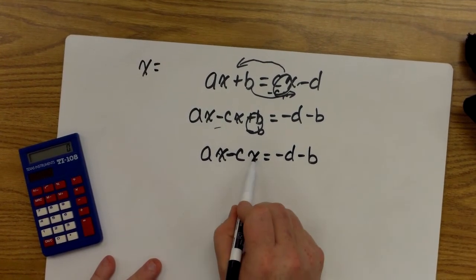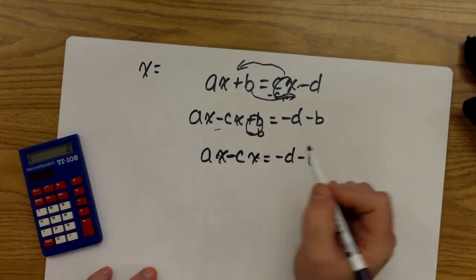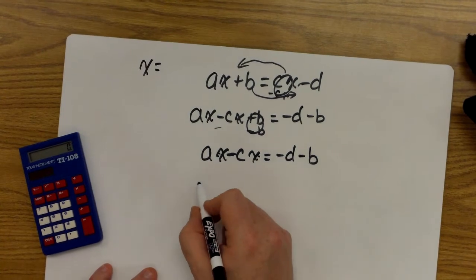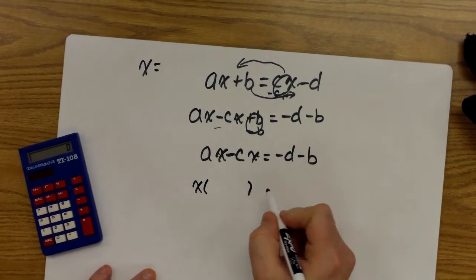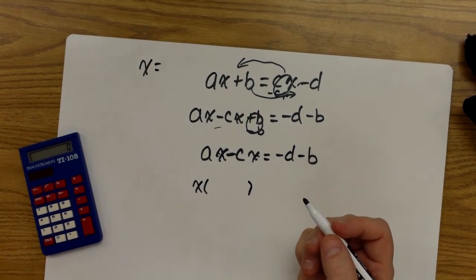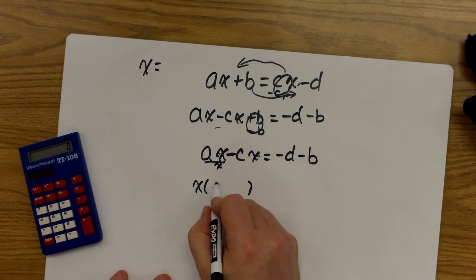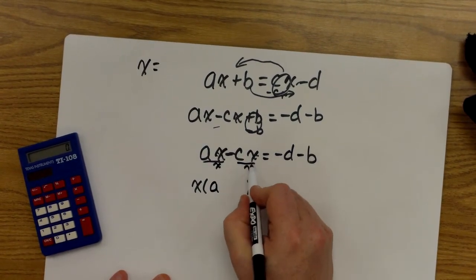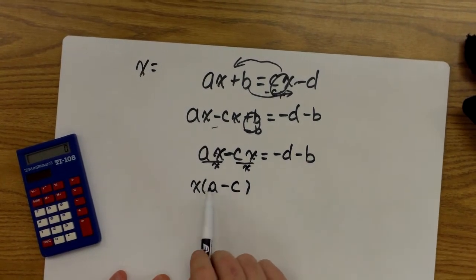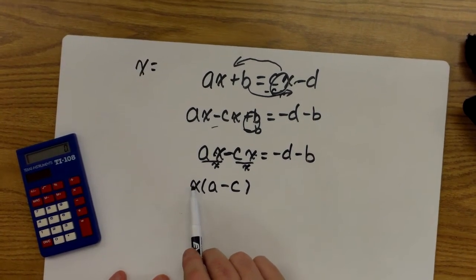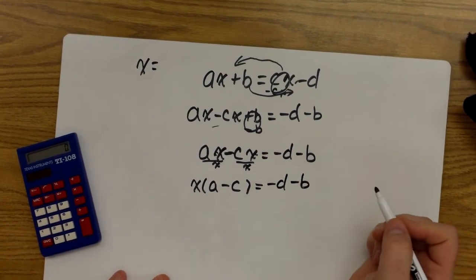And since these are not like terms, I cannot combine them together. However, they do have a common factor of X. So what we can do is factor an X outside, which is undistribute, also known as factoring. If I divide this by X, I end up with an A still on the inside. If I divide this by X, that's a minus, I end up with a C on the inside. So all I did was take an X out of both these, putting it outside my parentheses. And I still have a negative D minus B.